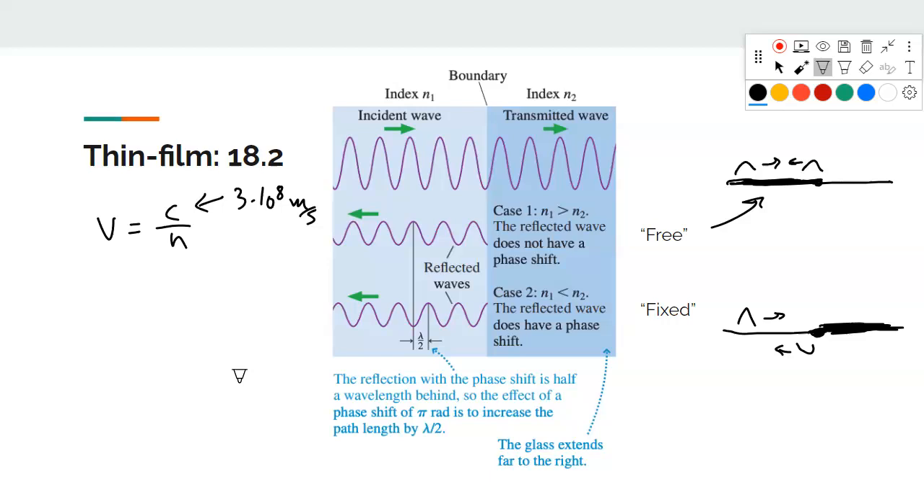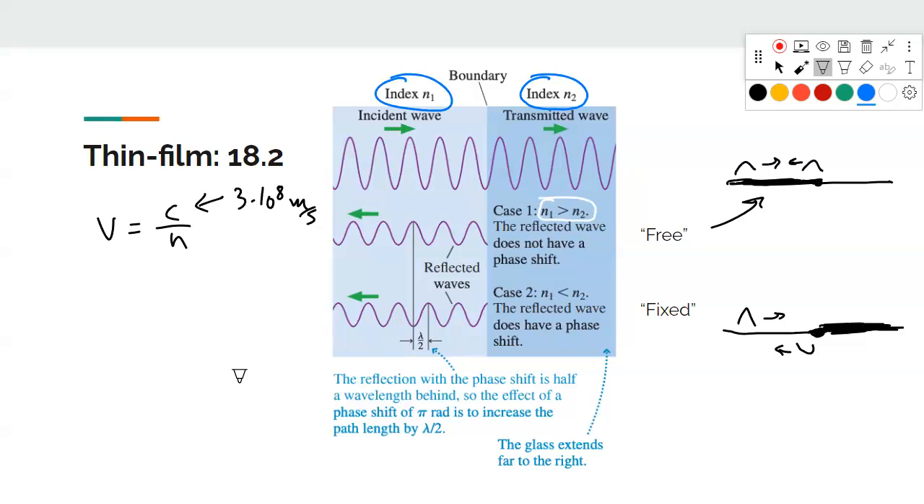So anyways, for the string, we can just look at the mass per unit length to figure out the boundary condition. For light, we have to look at the speed on either side to figure out the boundary condition. So that's what we're doing here. You can see case 1, which is where our N1 is greater than N2. N1 is the index of the first material, the thing the light begins traveling in. And N2 is the index of refraction of the second material, the one that it's going to reflect off of partially and partially transmit through.